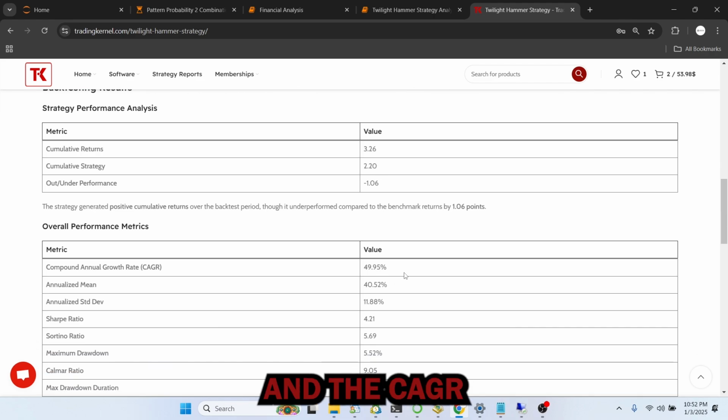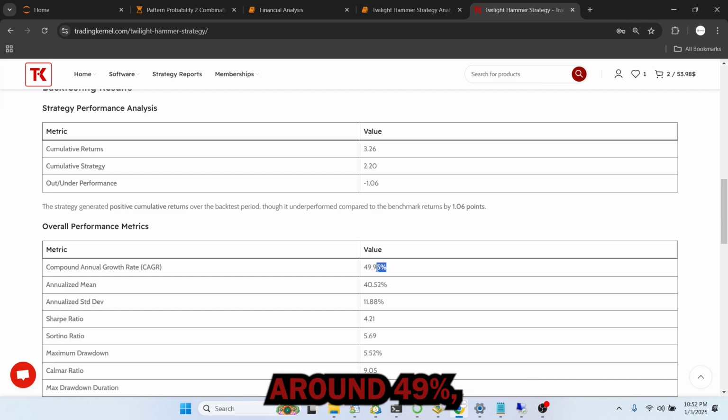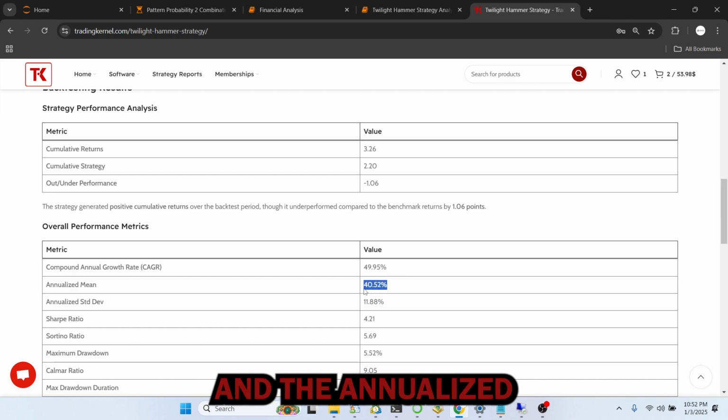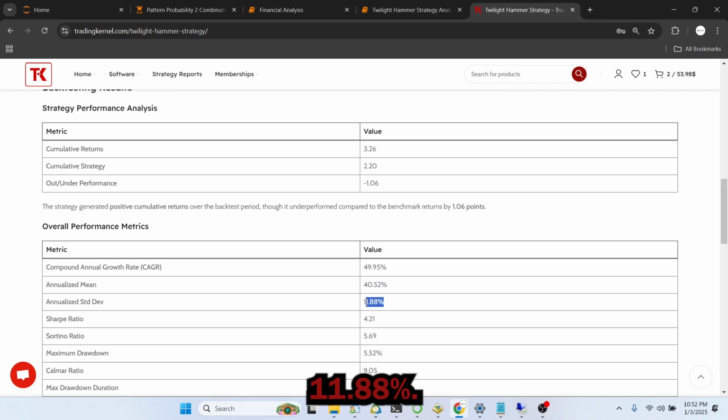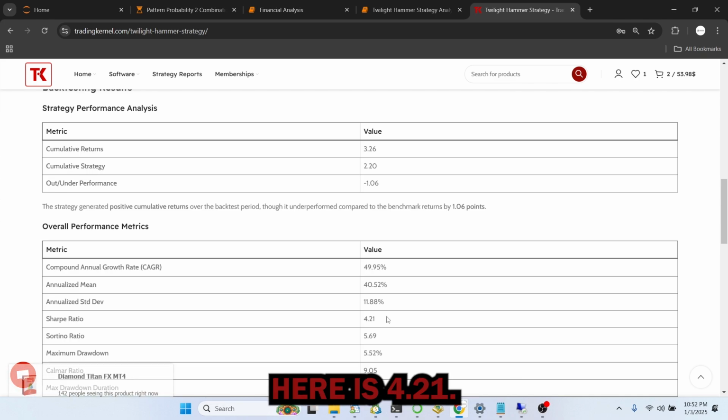Okay, and the CAGR of this strategy, which is the compound annual growth rate, was around 49%. The annualized mean is at 40%, and the annualized standard deviation is around 11.88%. And this is incredible, because imagine you risking 11% to make around 50% every year. Okay, it's amazing. And the Sharpe ratio here is 4.21.